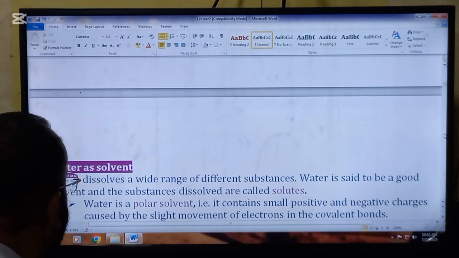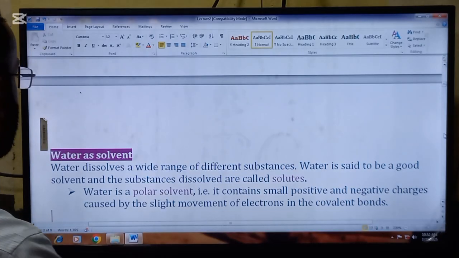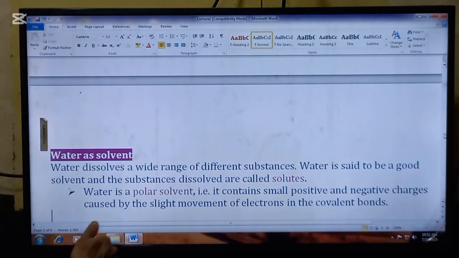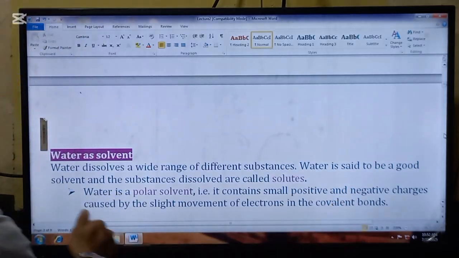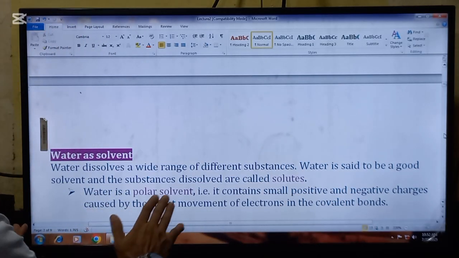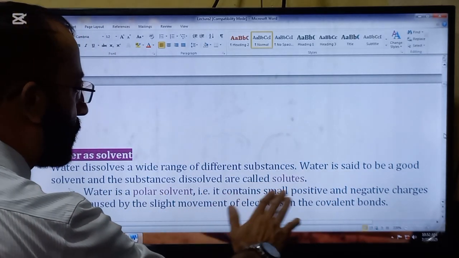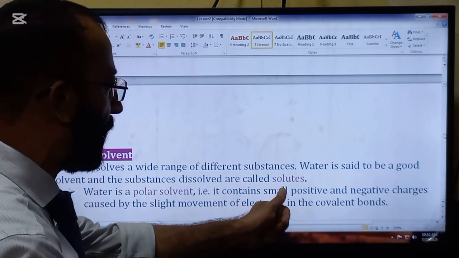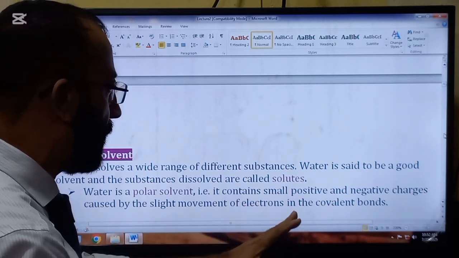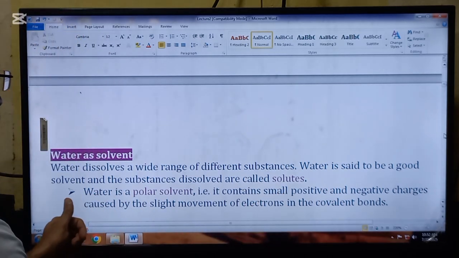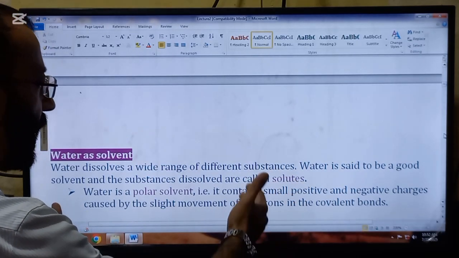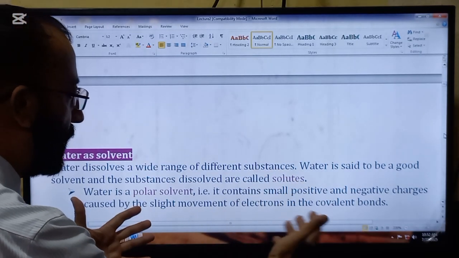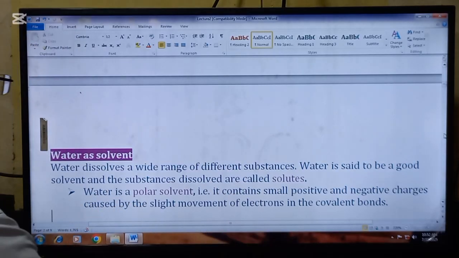The next thing that we are going to read is water as a solvent. Water dissolves a wide range of different substances. Water is said to be a good solvent, and the substances dissolved are called solutes. This is a question which normally comes in paper number 1. The thing that is dissolved is called the solute, and the thing that actually dissolves the solute is called the solvent.